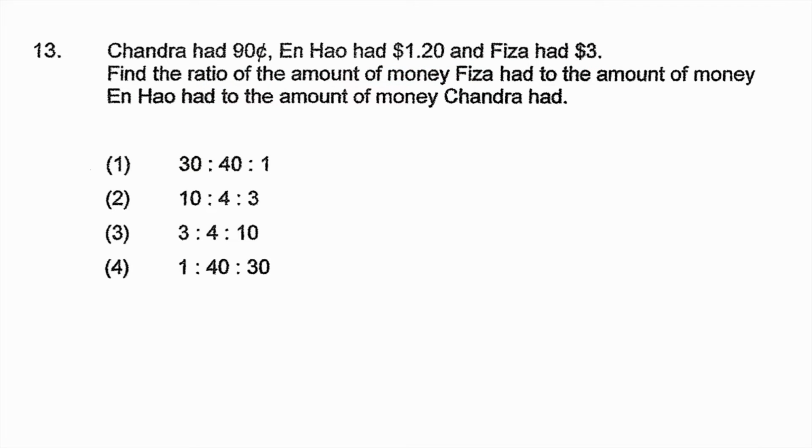Okay, so by now you should know that we should work with the same units. Let's convert everything here to cents, and that's exactly what I'm going to do. 90 cents, 120, and 300. Find the ratio that F had to the amount that E had and C. So look, they gave you C, E, F, but they're asking for F, E, C.